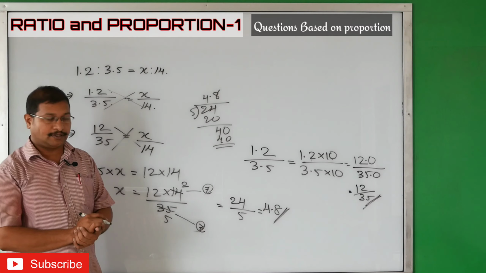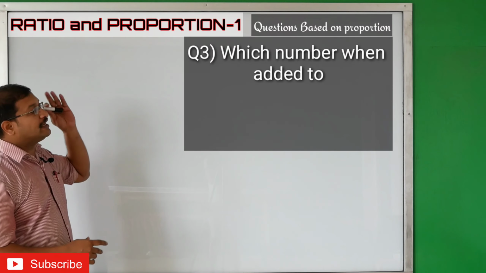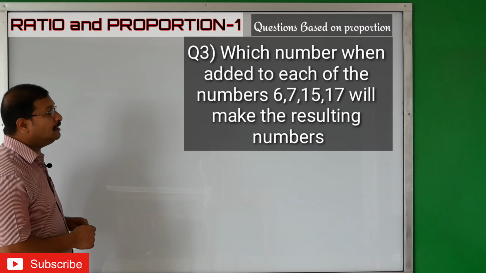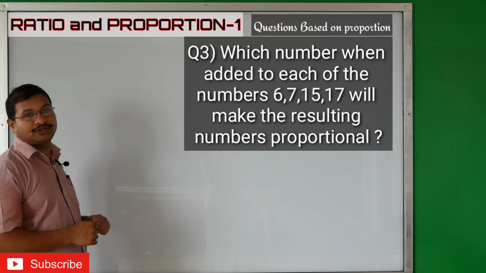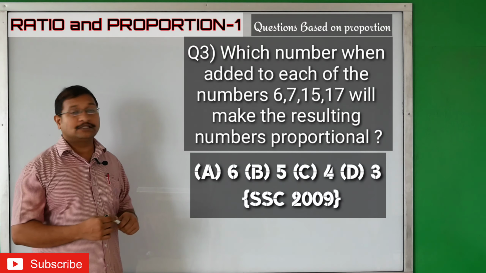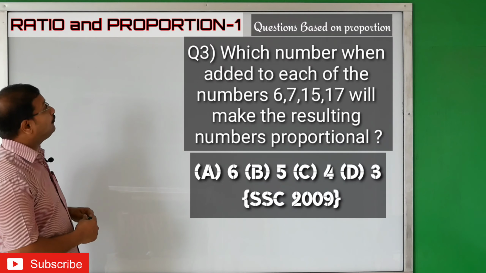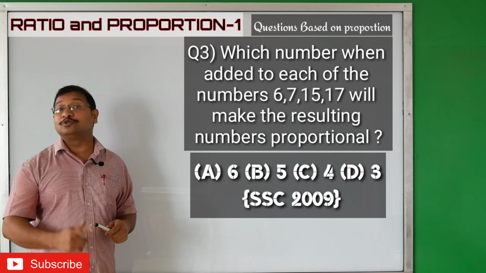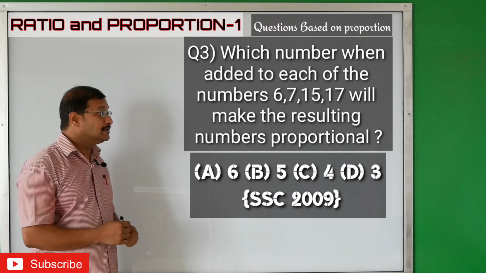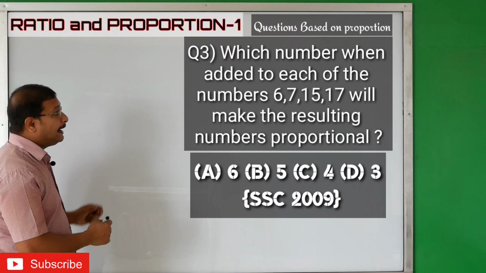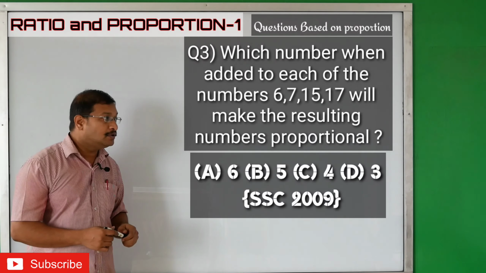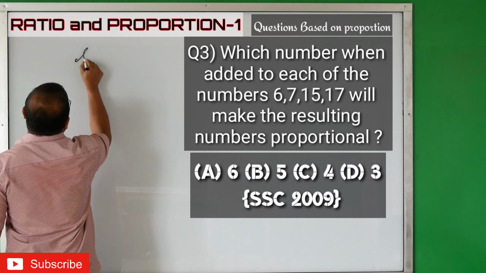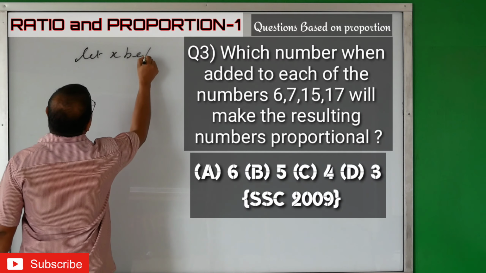Okay, let's go to the next question. See, next question. Which number added to each of the numbers 6, 7, 15, 17 will make the resulting numbers proportional? Option A 6, option B 5, option C 4 and option D 3. Of course, it came in SSC 2009 question paper. Ready? See, which number when added to each of the numbers will make the resulting numbers proportional? That means what you will do? We will take, let x be the number.